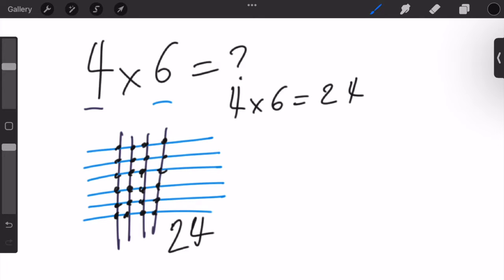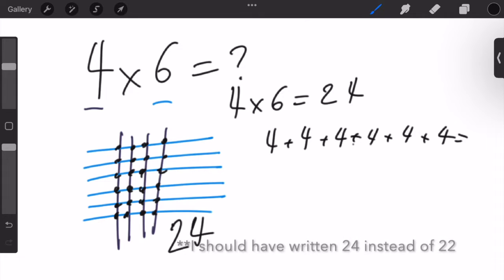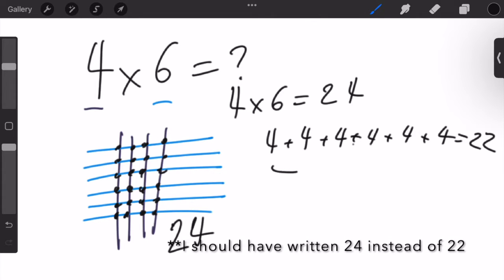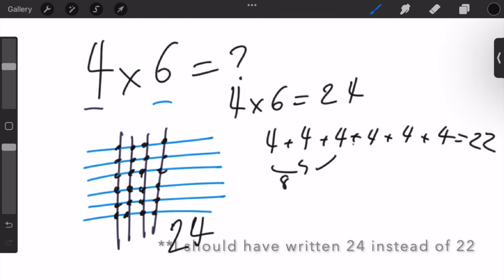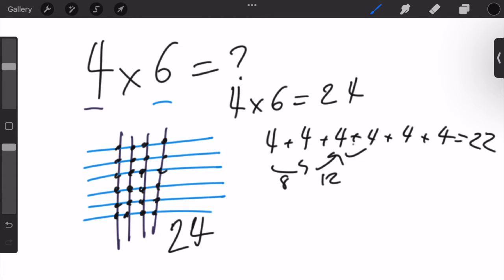And this makes sense because if we do 4 plus 4 plus 4 plus 4 plus 4 plus 4, that equals 24, right? 8, 12, 16, 20, 24. So there's the proof that it works. Alright, on to the next example.